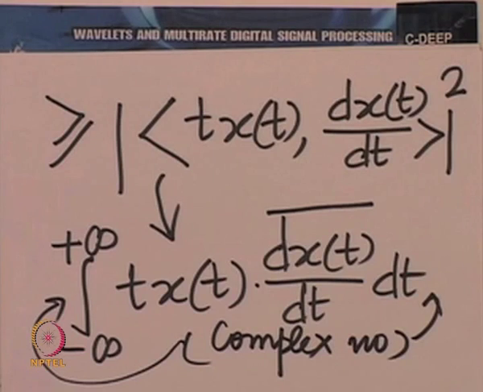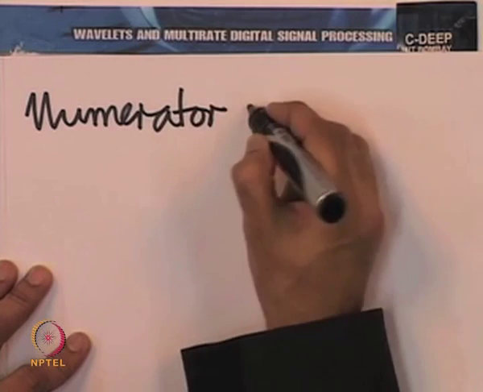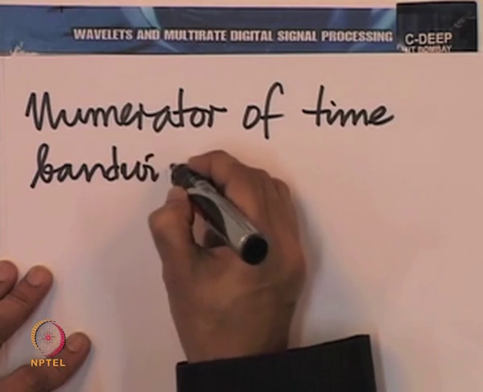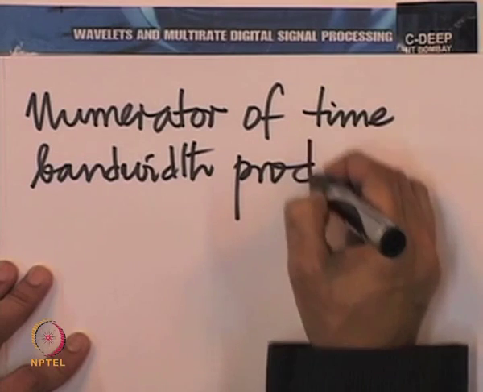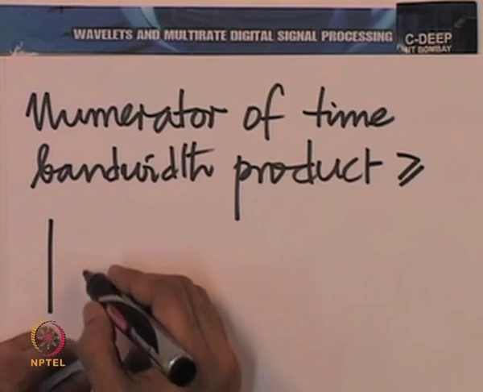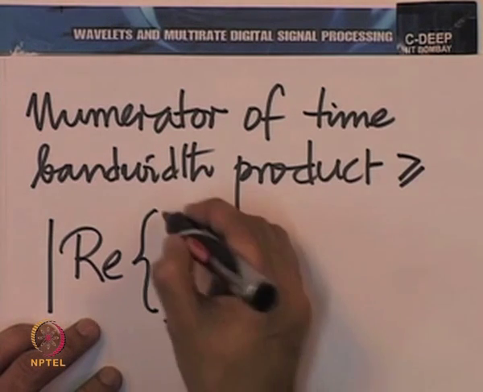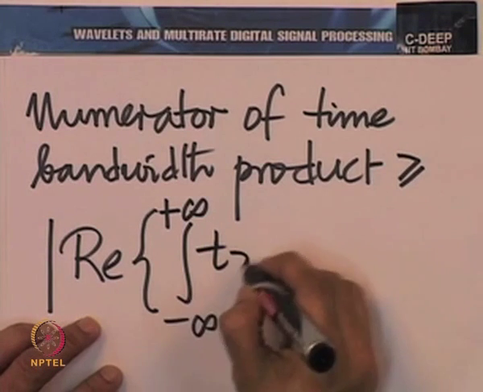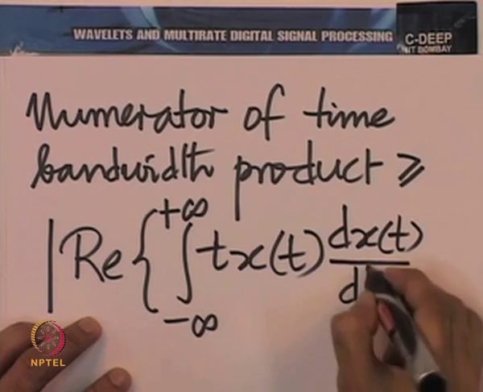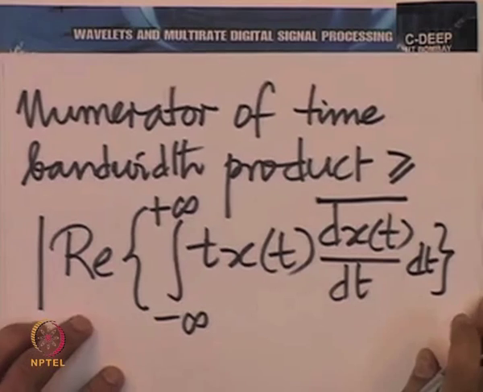So, in particular, we have the numerator of the time bandwidth product is greater than or equal to the modulus of the real part of this integral. The complex conjugate is above this entire thing. So, this is what we have here.